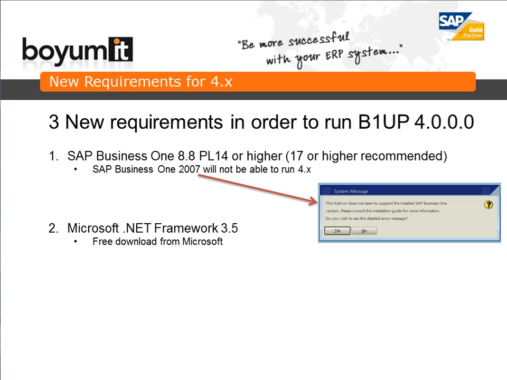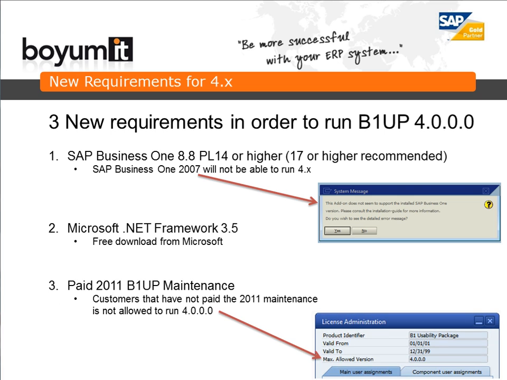Second new requirement is Microsoft .NET Framework 3.5. The old version only required 2.0, but our studies have shown that 92% of all installations have 3.5 already. So 3.5 will help us create better functionality and gain more performance.